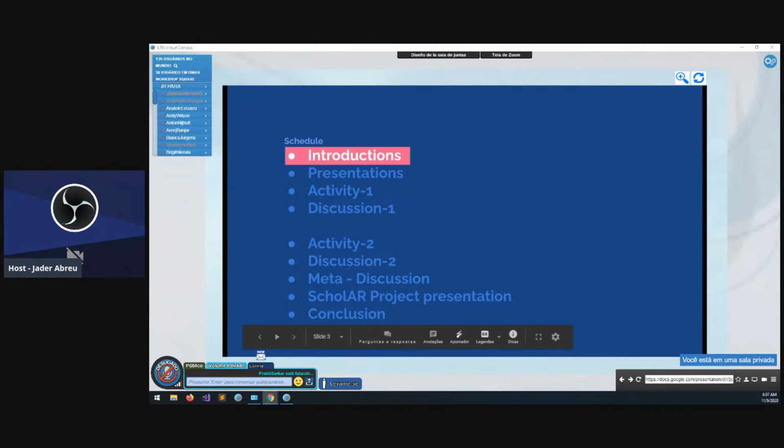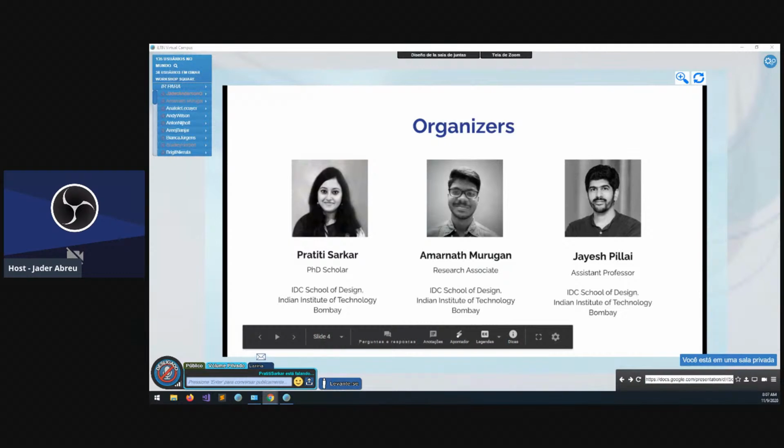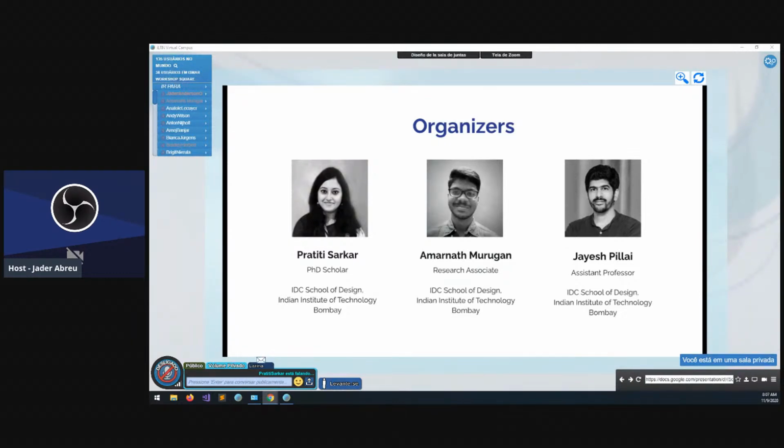So we will begin with the round of introductions. I'll first introduce the organizers of this workshop. Firstly, myself. I'm Pratiti Sarkar, a PhD student from IDC School of Design, IIT Bombay, and I'm hosting this workshop along with Amarnath Murugan, who is the research associate in our lab at IDC School of Design, and along with Professor Jayesh Pillai, who is assistant professor at IDC School of Design.